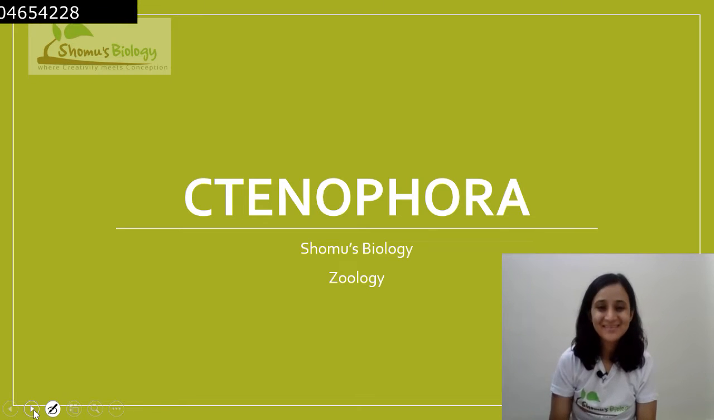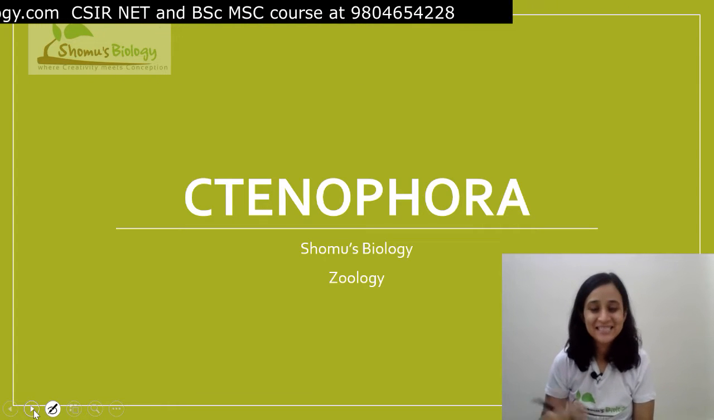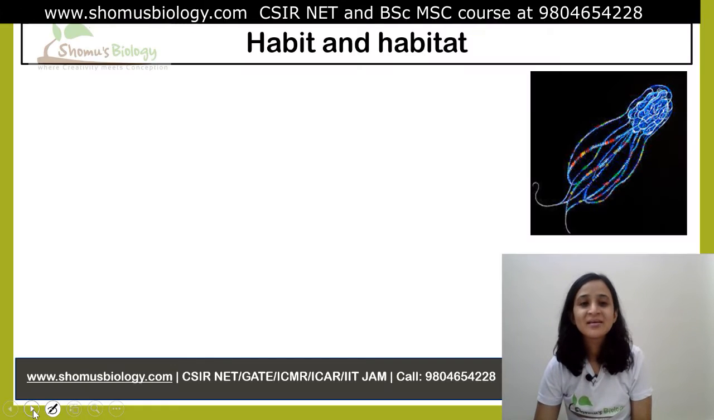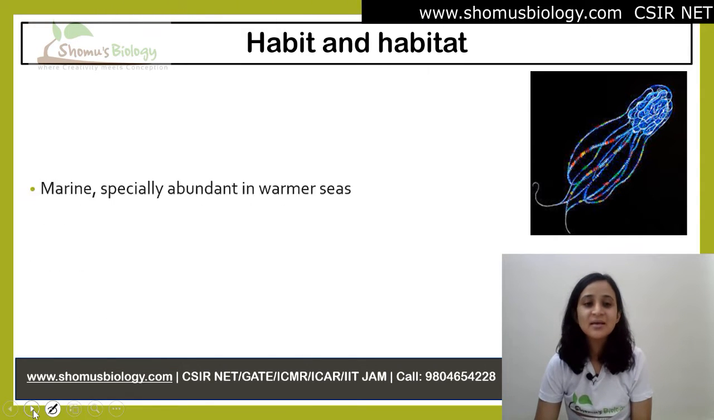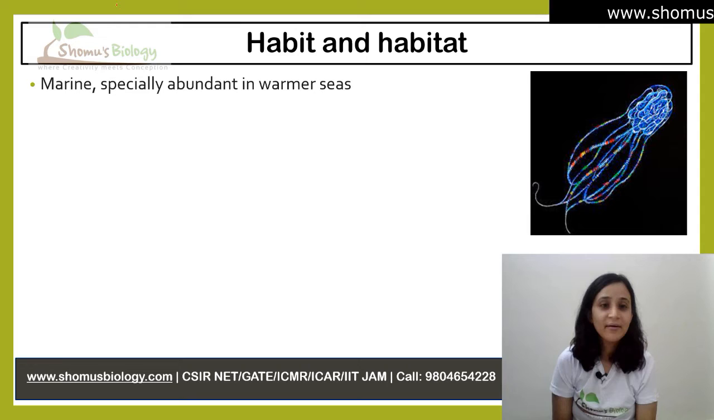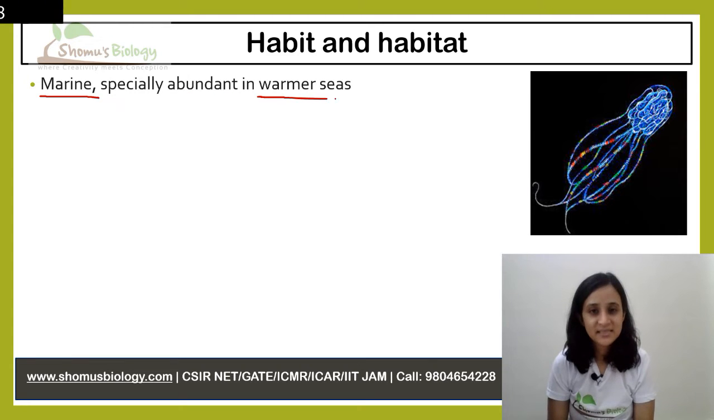Hi, today we will discuss the phylum Ctenophora. It comes next to Cnidaria. Habit and habitats of the organisms. First of all, they are marine. They are found in the sea and are especially abundant in warmer seas. So you will find these organisms in warmer seas.